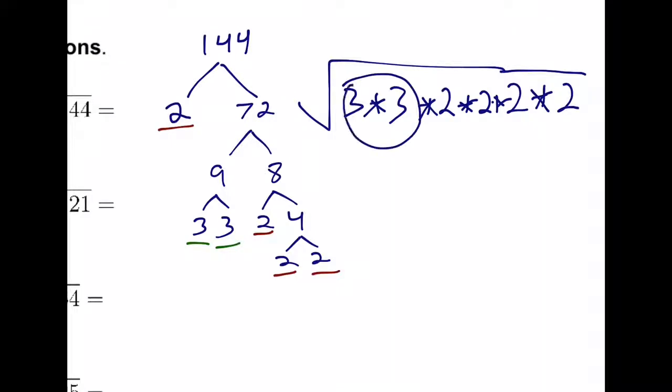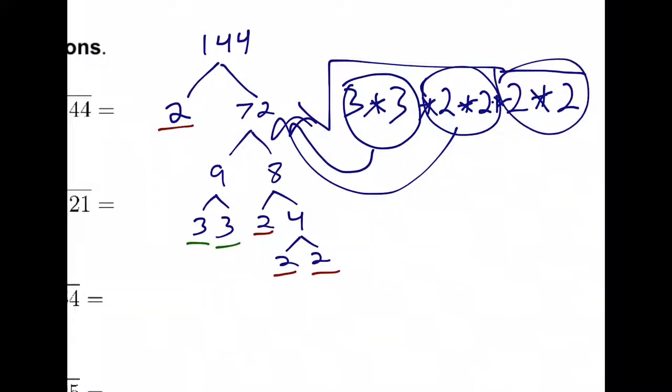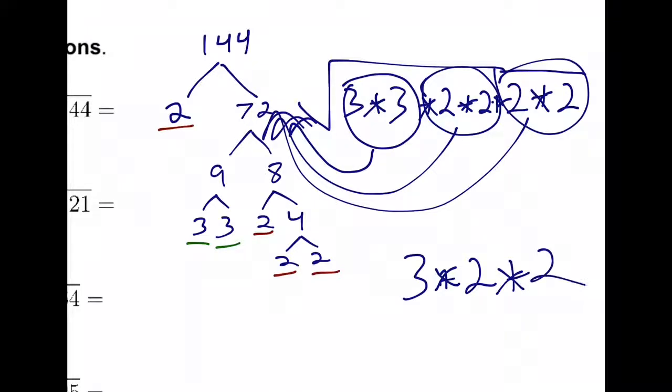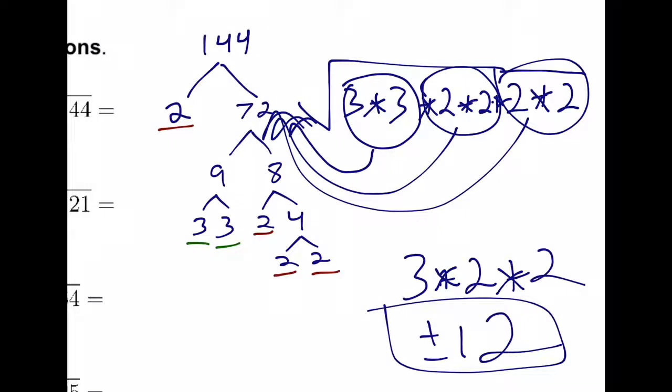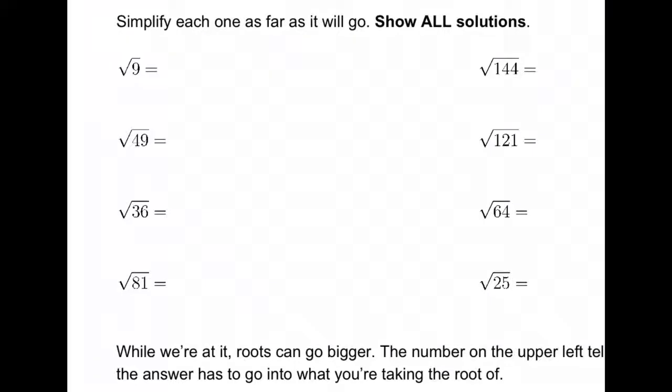And we're looking for pairs, such as a pair of 3's, a pair of 2's, and another pair of 2's. We can pull each pair out as a single number, and our square root ends up being 3 times 2 times 2, which is a long way of getting 12. Remember, of course, that we can either have a positive 12 here or a negative 12, so we can write our answer like so. Try simplifying some of the others.